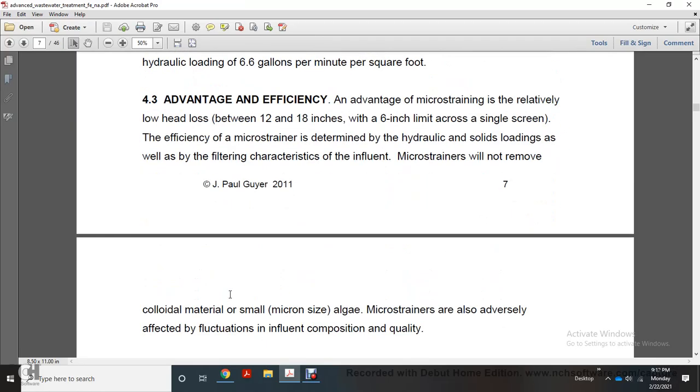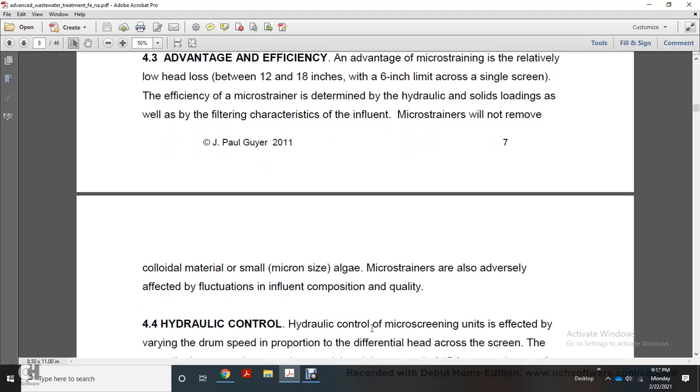Micro strainers will not remove colloidal material or small micron size algae. Micro strainers are also adversely affected by fluctuations in effluent composition and quality.